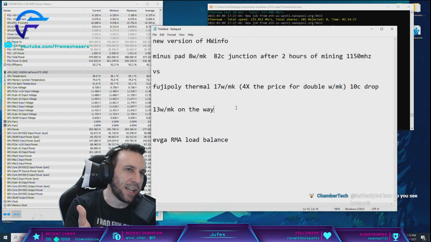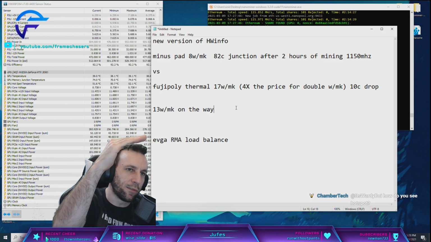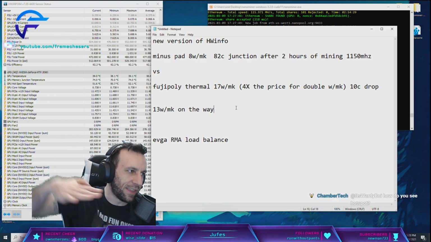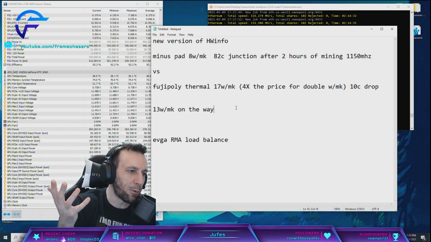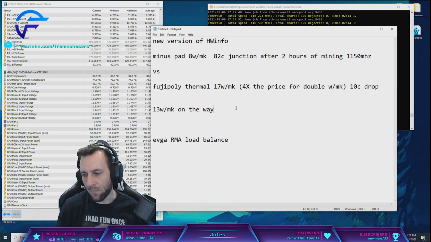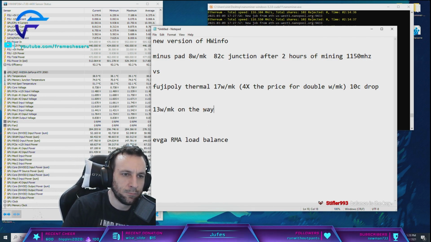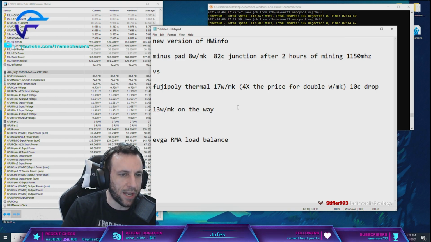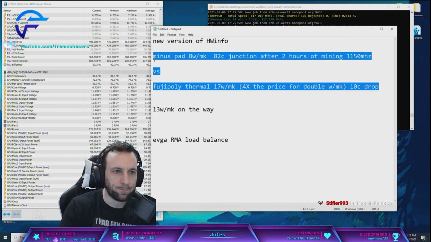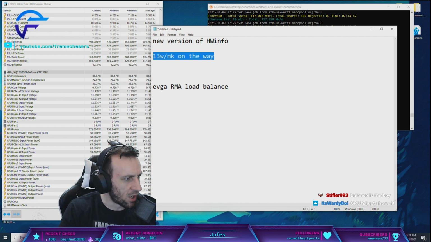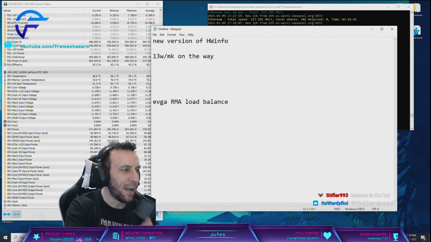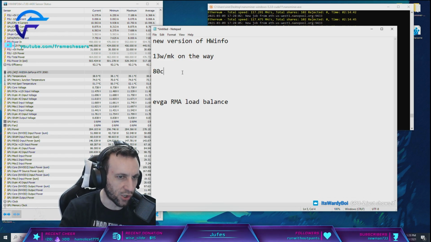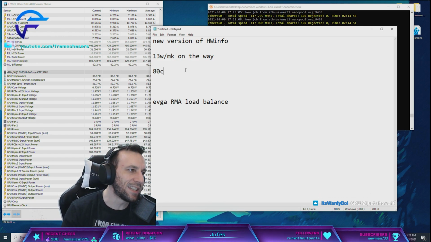You have to find the optimal curve of your power draw versus your hash rate, because if you go like this, you're just going to draw too much power for no hash rate, right? Anyway, I got 13 watt per meter Kelvin pads on the way. I'm going to put these ones on the wife's Strix, because right now she has the Minus Pad 8s and she gets 80C on her junction temperature. So it's nearly identical.